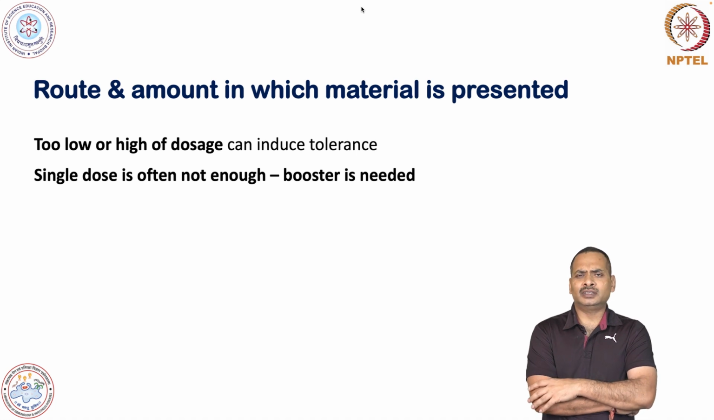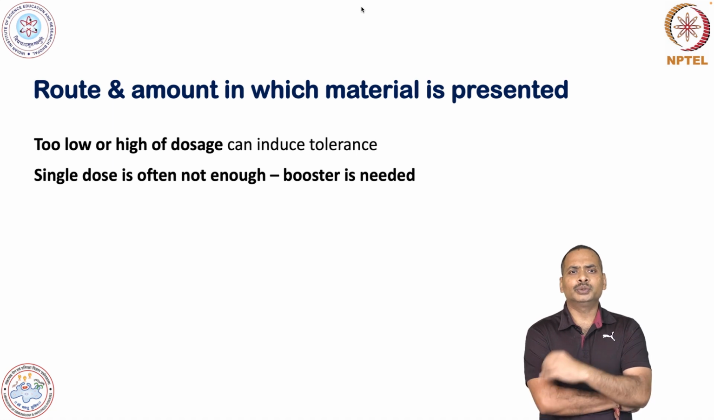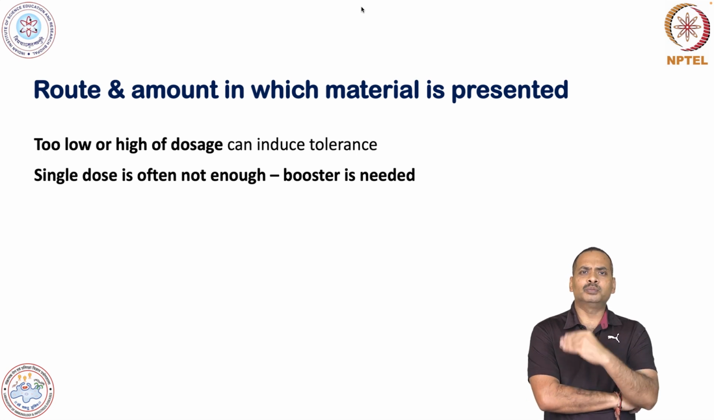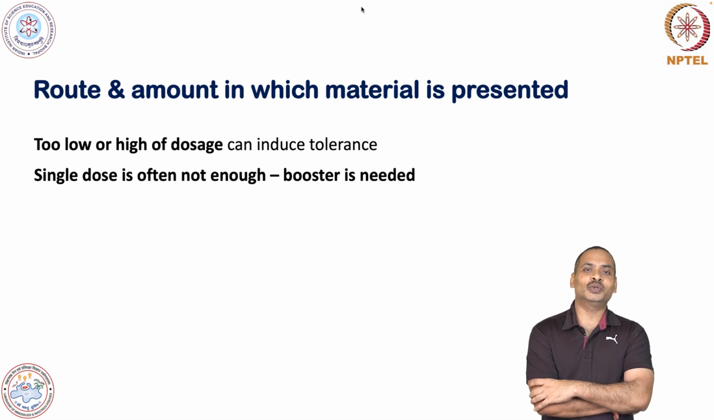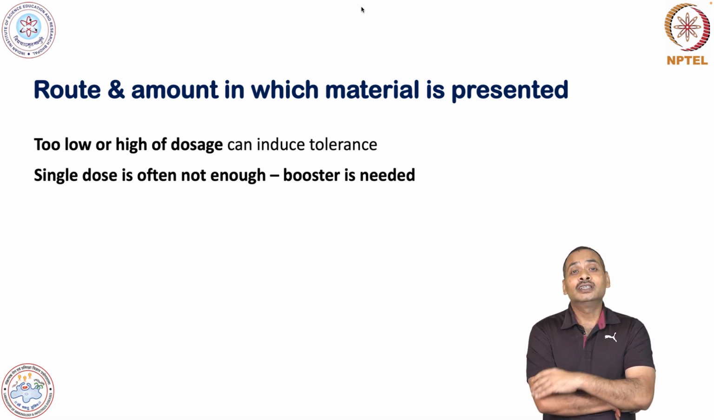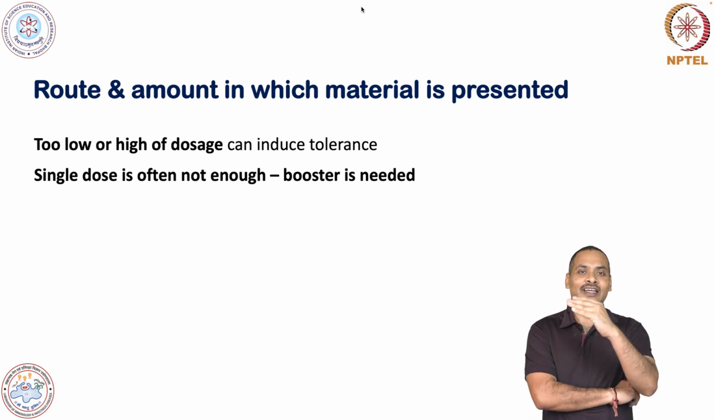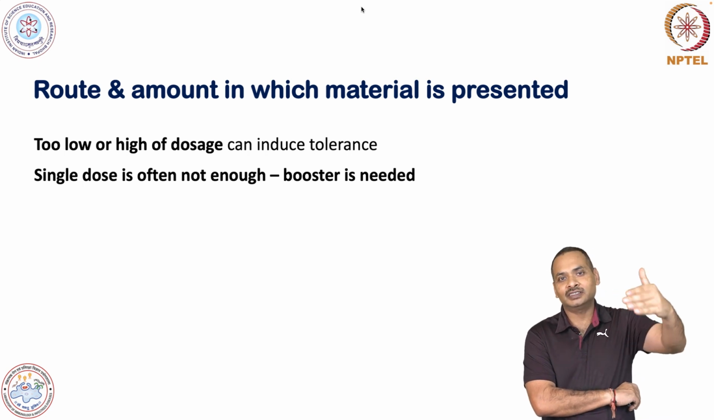By experience, a single dose is often not enough. You need a booster dose. I will tell you in a subsequent slide. We give the booster dose. Probably now you are able to understand this concept very well, because you have taken the vaccine for COVID, and then the booster dose, and now there is a precautionary dose. All these things are because you want to maintain the immune response or antibody response against that antigen.